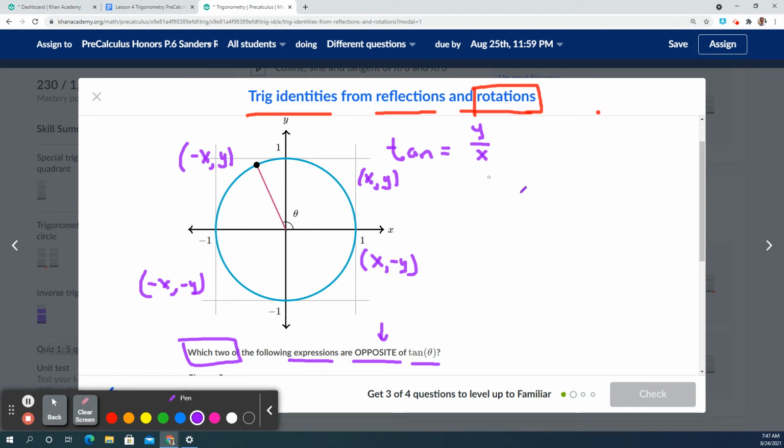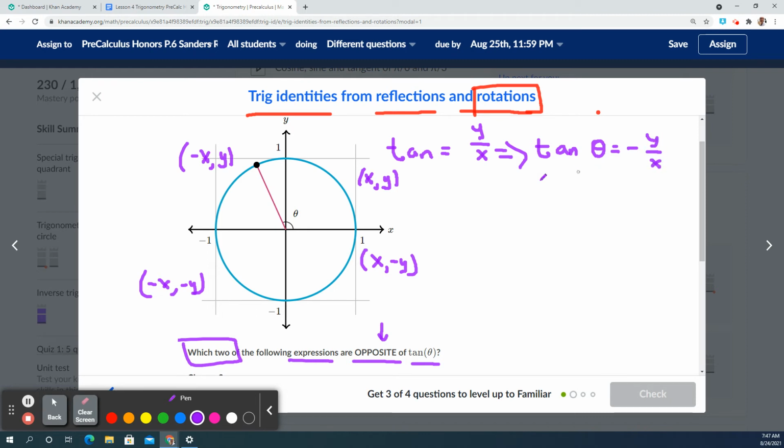So this implies that tangent of theta is going to be what? Positive or negative, right? Well, the negative and positive make this a negative. So this is going to give us a negative answer, y over x.